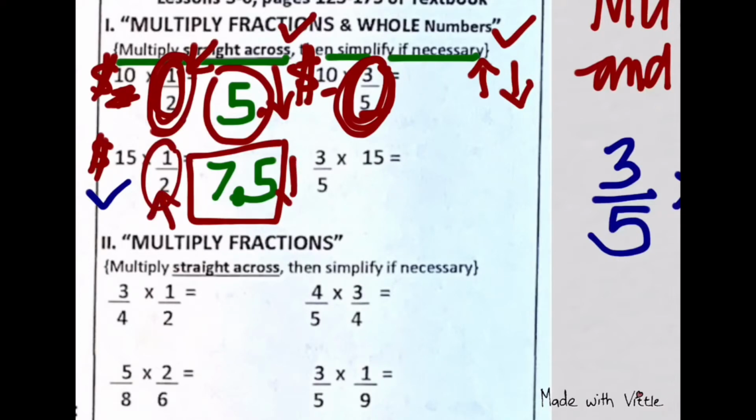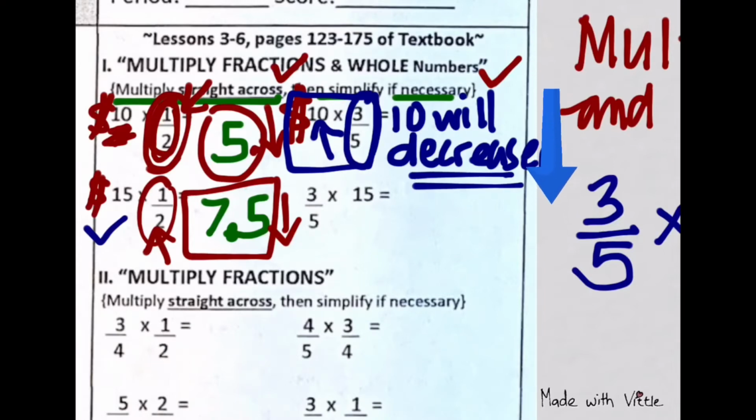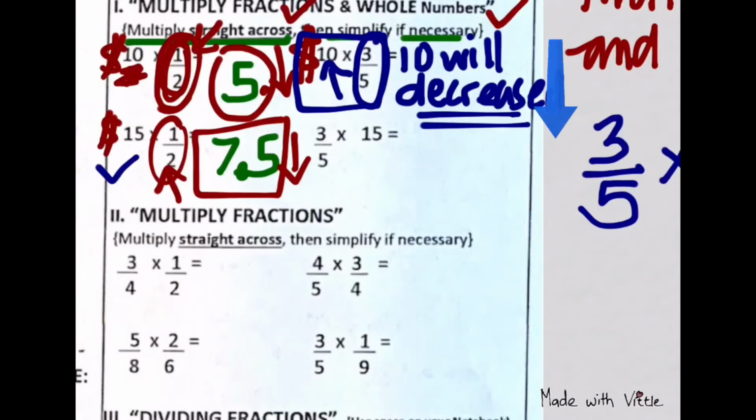Therefore, we decreased it to $7.50. So here, with $10 times 3/5, for sure the $10 will decrease because it's being multiplied by just 3/5. You may go ahead and try this in your notebook.